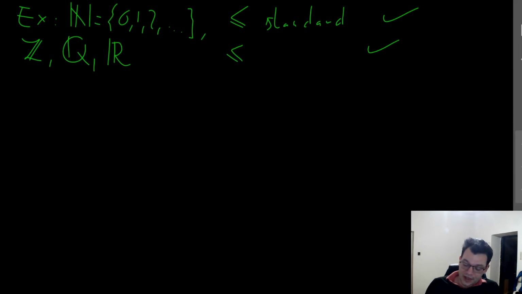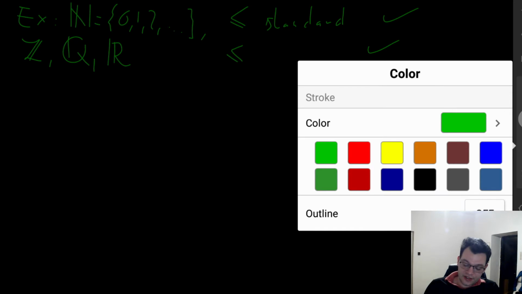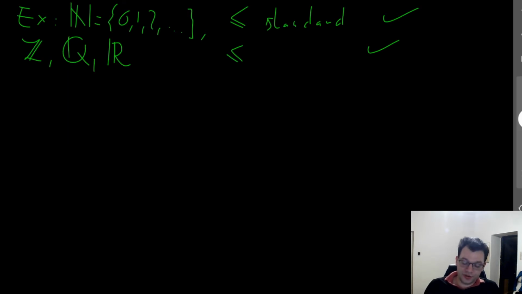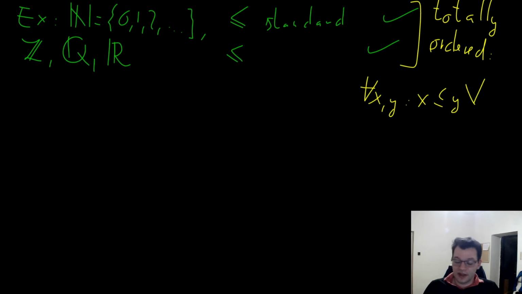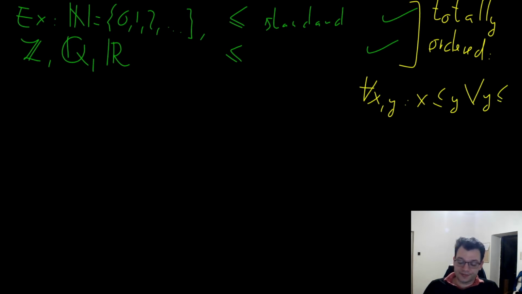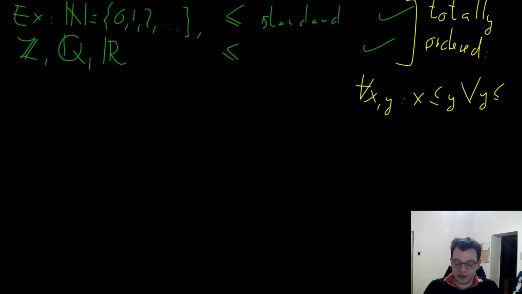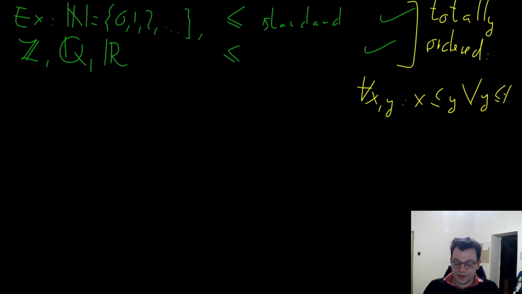Now, this is some very special thing, because in these partially ordered sets we actually have a total order, so they are totally ordered. What does it mean? It means that for each x and y, we either have x being a lower bound of y, or y being a lower bound of x. So no matter how I pick two elements, they are always comparable.